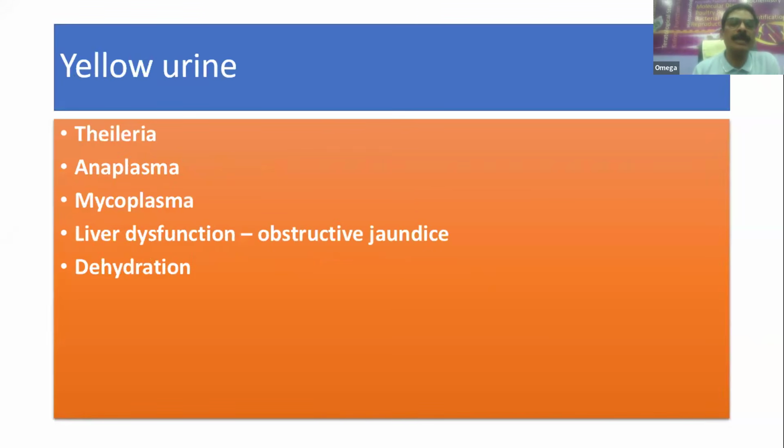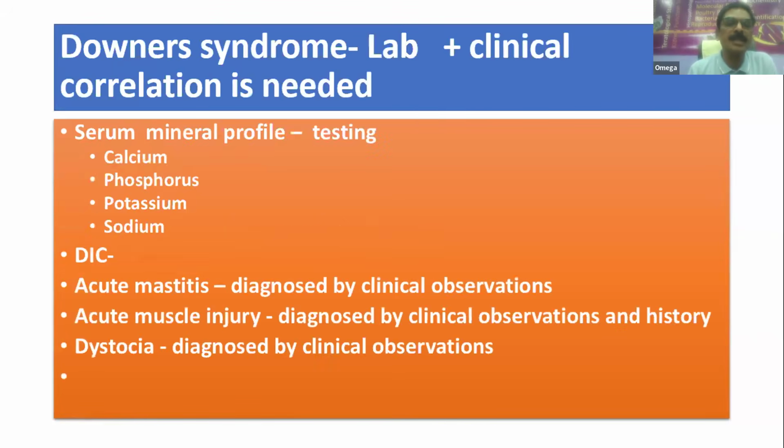Yellow urine is also an indication of hemoprotozoal diseases, anaplasma, mycoplasma, liver dysfunction, obstructive jaundice, and conditions like dehydration, severe dehydration. In that case also we should get yellow urine. So these are some indications for yellow urine.